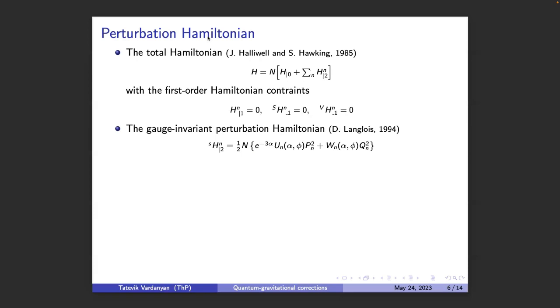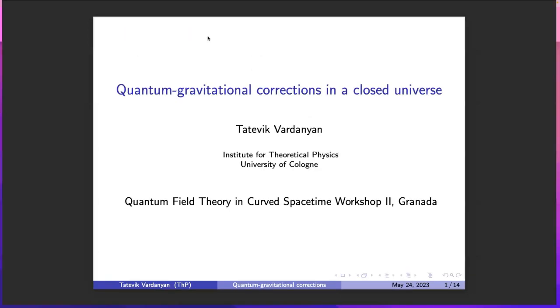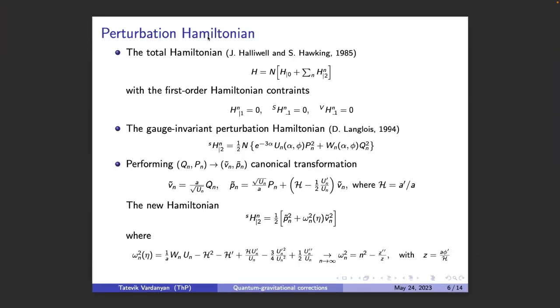Because this form is not very convenient to work with, I performed a canonical transformation as follows, and we can bring the Hamiltonian into a very compact form. We have this Vn tilde, a new gauge invariant variable, which we call the generalized Mukhanov-Sasaki variable. To make sure that we are on the right track, if we take the large wavelength limit, we can recover the result for the flat case, and this Vn tilde becomes the Vn, which is the Mukhanov-Sasaki variable.